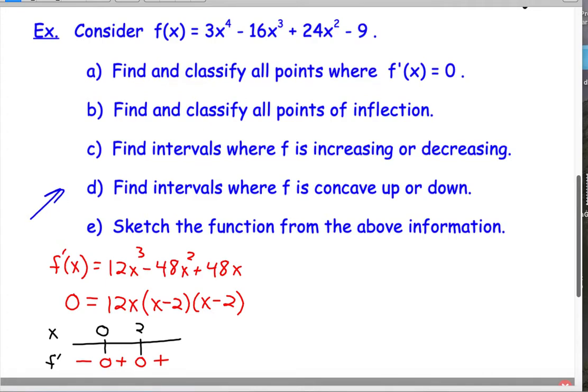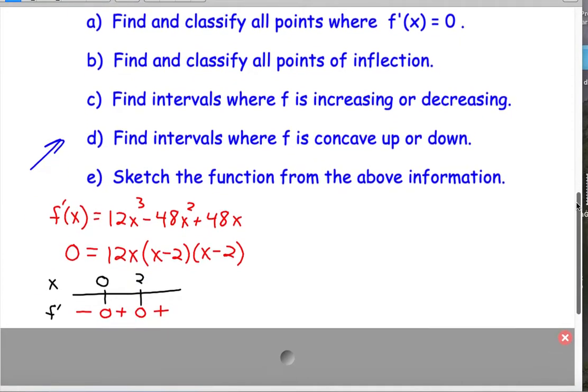All right, so what does this tell us? This tells me that my function f is decreasing from -infinity to 0. Then it's increasing from 0 to 2, levels off instantaneously, and then it increases more. So we would actually say it's increasing from 0 to infinity.